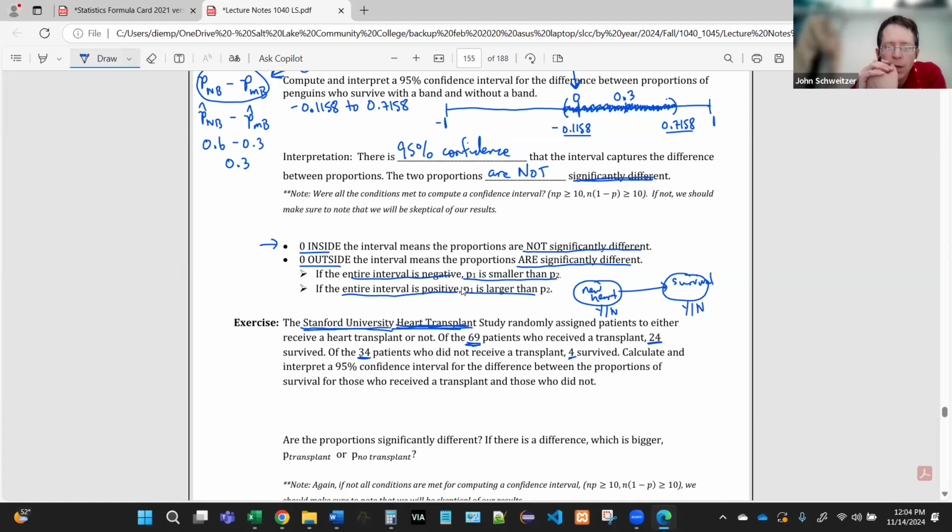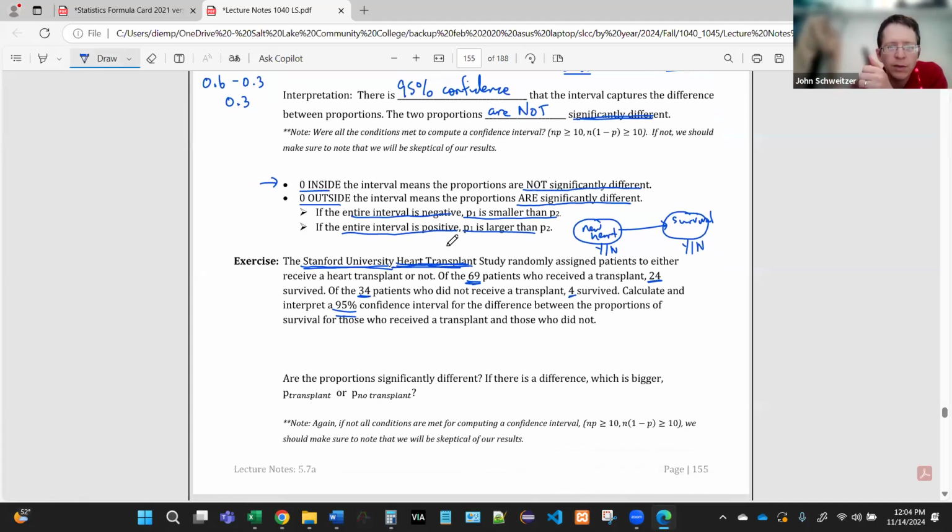2 categorical variables. And so I want you to calculate and interpret a 95% confidence interval for the difference between the proportions. And these proportions are survival rates, so survival for those who received a transplant and those who didn't. And then, are the proportions significantly different? If there is a difference, which is bigger, P transplant or P no transplant?